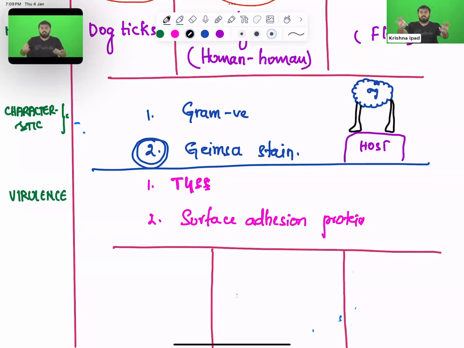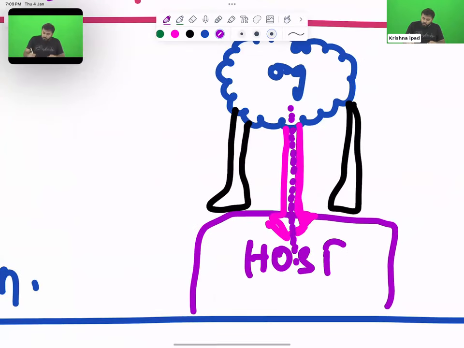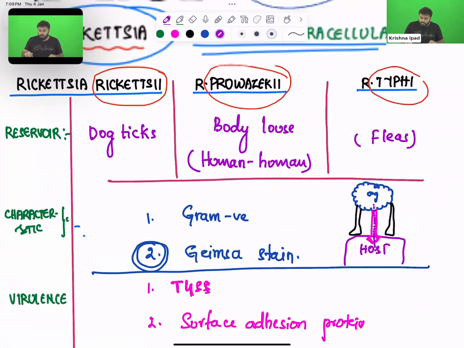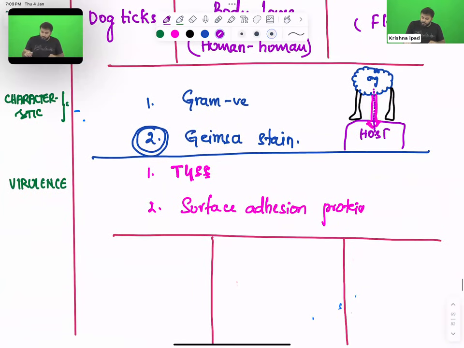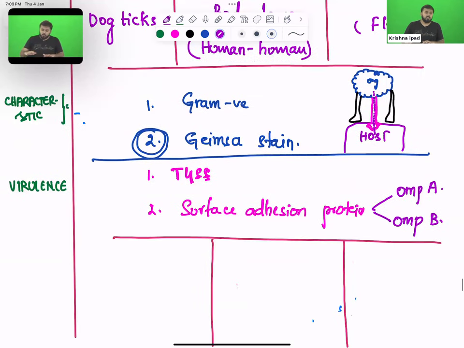Now, once it has sat perfectly on the host cell, what will it do? It will slowly open its injection, and all the genetic material is slowly transferred into the host cell. Now, what are these adhesion proteins? These adhesion proteins are OMPA and OMPB. These are the two important adhesion proteins. So this is common for all these three.